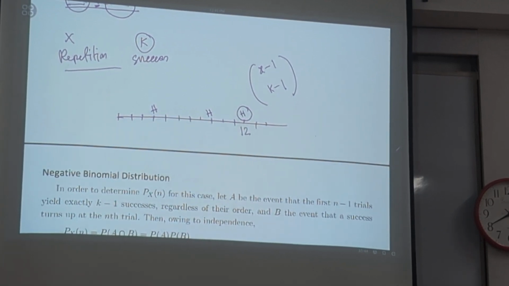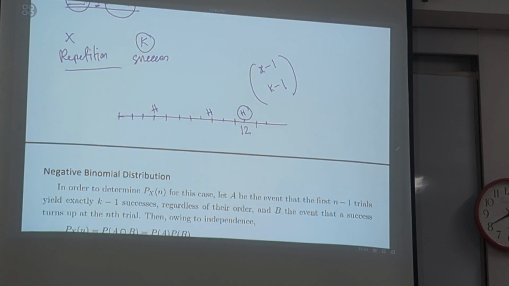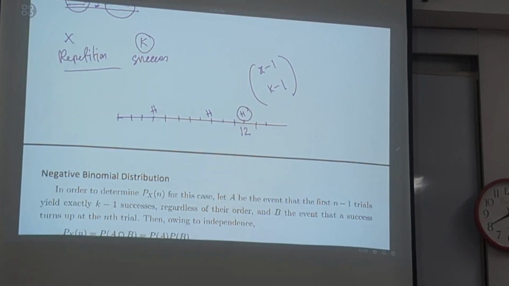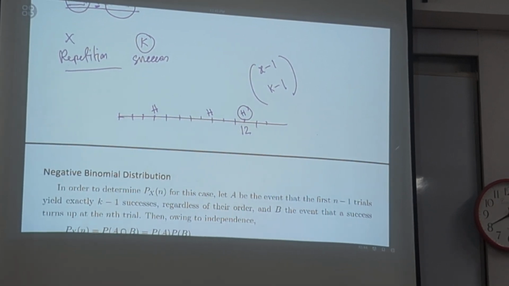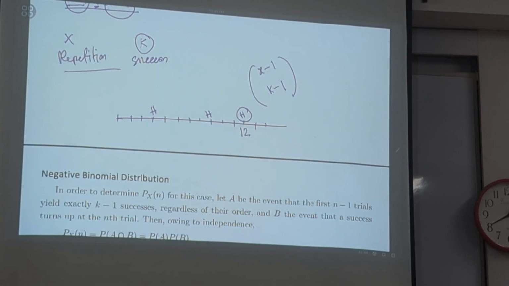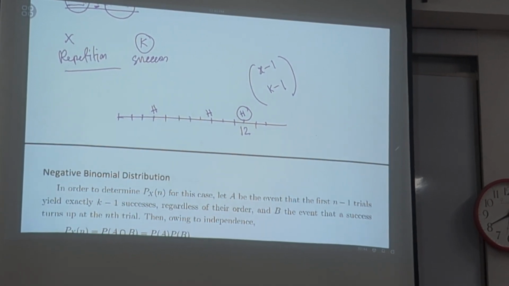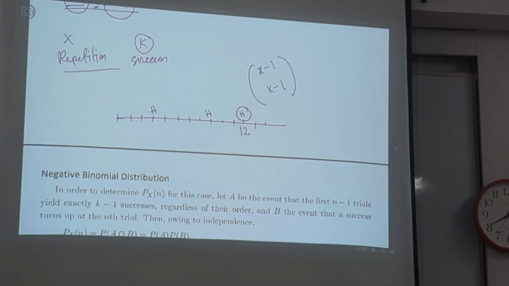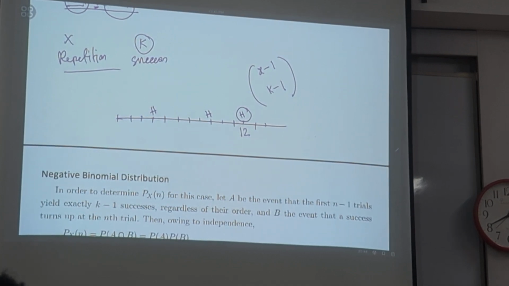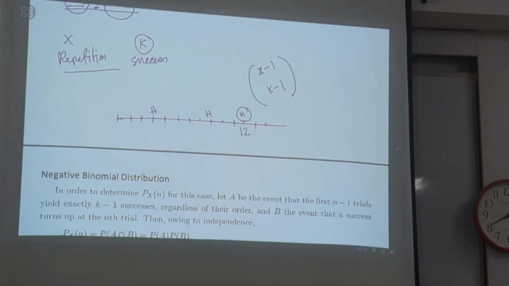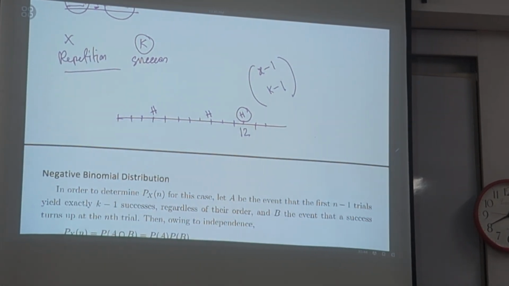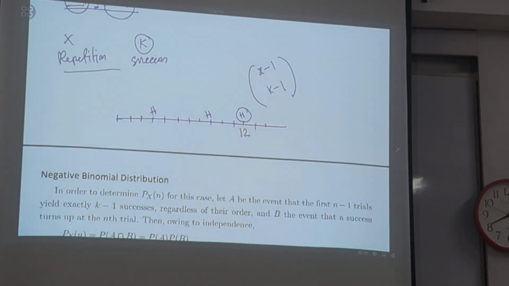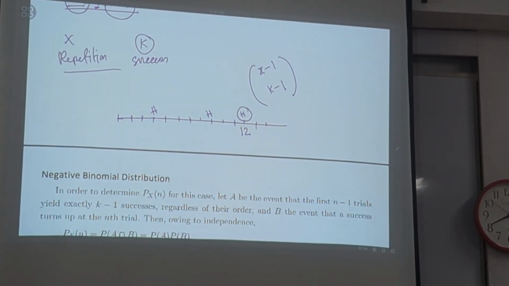One important thing that happens here is that in the case of both geometric and negative binomial, you always end the sequence with a success. It is not possible that you already got 3 heads and you will keep tossing. As soon as you get 3 heads, you stop. In the case of geometric, as soon as you get the first head, you stop.